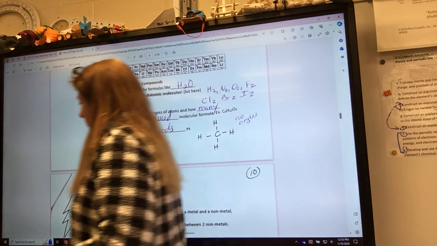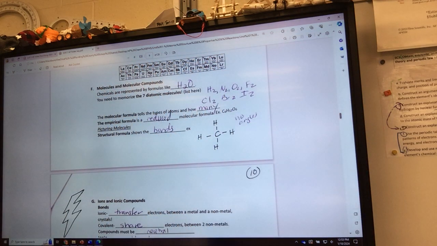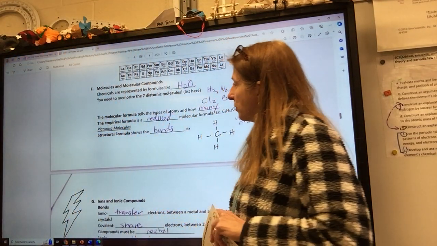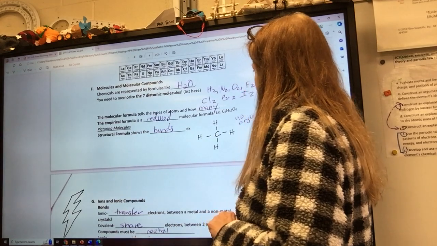You want me to write that? Some of y'all are looking at me like I'm not following this. If you reduce C6H12O6, you can divide all of these by 6 and you get CH2O. Does that make sense? It's called the empirical formula. Okay, so we're going to be doing some problems with that too in this unit.